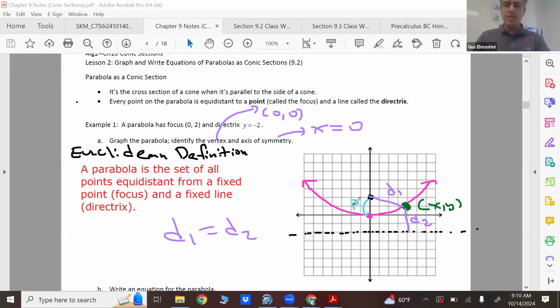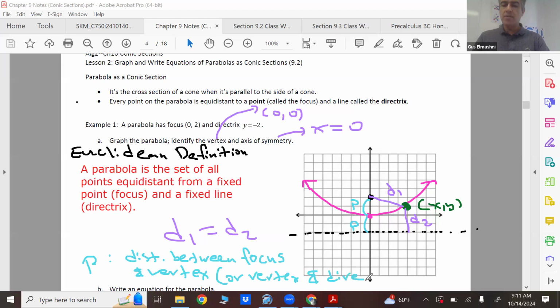This is what I'm going to call P. P is defined as the distance between the focus and the vertex, or the vertex and the directrix. Okay, that's what P is.